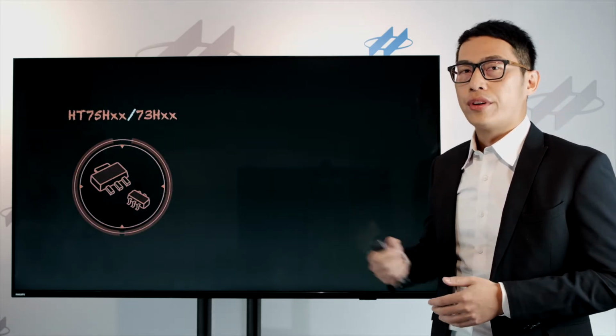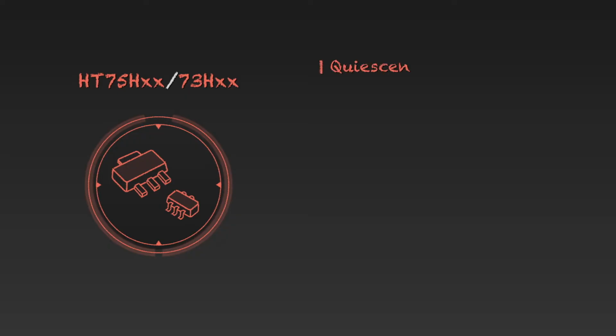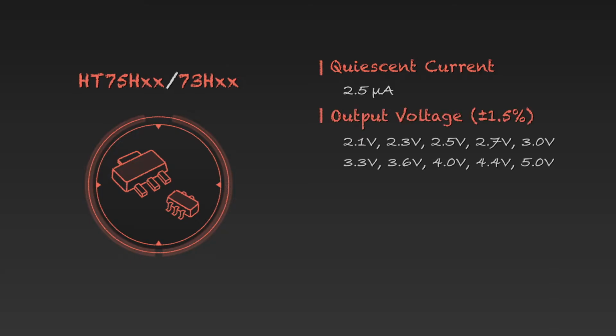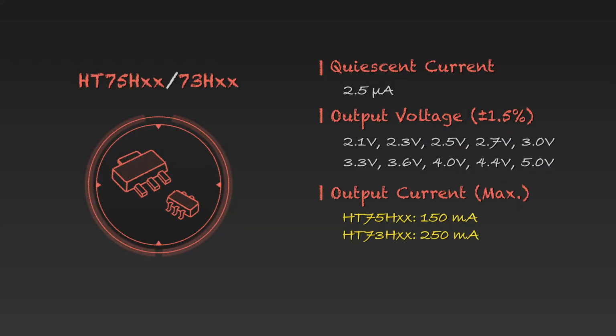And apart from previous features, the quiescent current is 2.5 microamps, and the output voltage is 2.1 volt to 5.0 volt. The error is 1.5%. Relying on your part number, you can choose which one you need. The maximum output current is 150 milliamps or 250 milliamps, depending on whether it is 75 or 73.